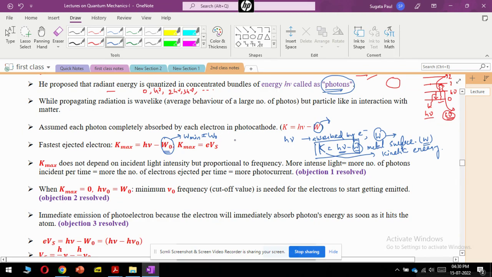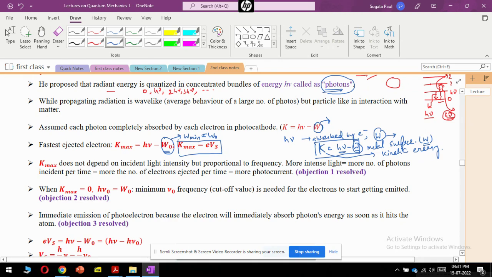That is the minimum energy that the electron has to use to come out of the metallic surface. So from that we see this equation coming, that K max equals h nu minus W naught. And also not to forget that K max is actually related to the stopping potential by e times V s, where V s is the stopping potential.